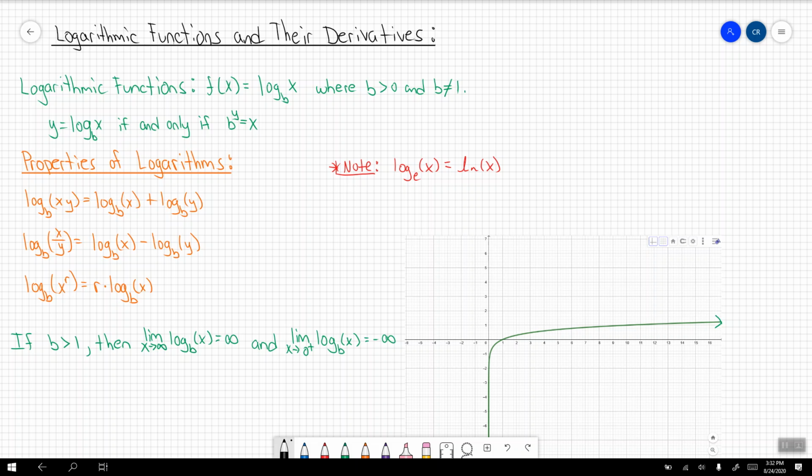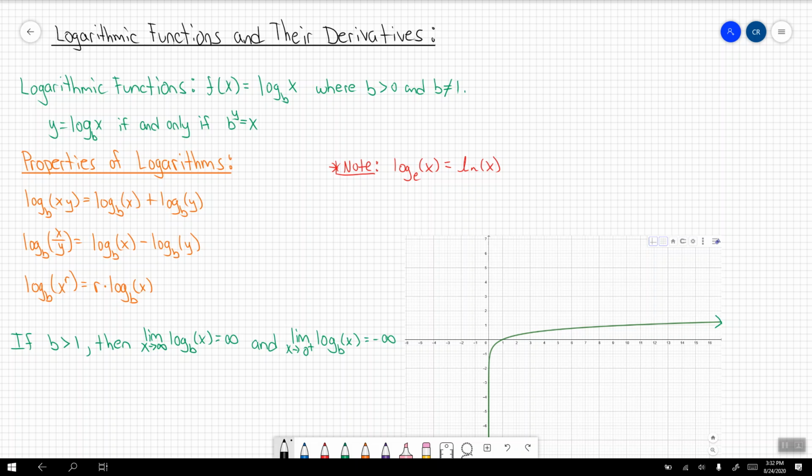Now, looking at the last property. The last property says that if we take logarithm base b of some argument x to the power of r, then we can use the first property in the sense that an exponent is simply repeated multiplication, which means we're going to take the exponent r and multiply it by the logarithm base b of x. Great. Now, let's keep going.